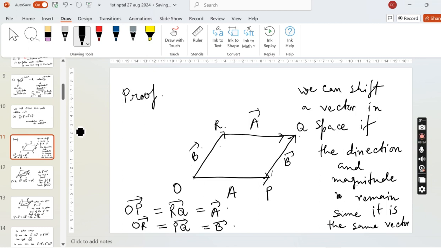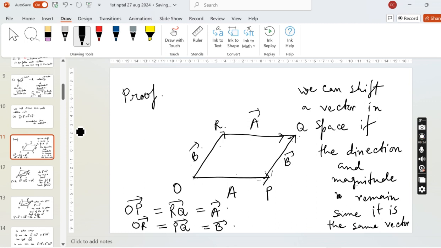So we know we can shift a vector. If it doesn't change its magnitude or the direction, the vector is the same. So here PQ is the same length as OR and they are in the same direction. So if OR is vector B, the same as PQ is also vector B. Same for OP and RQ. OP and RQ have the same direction and the same magnitude.